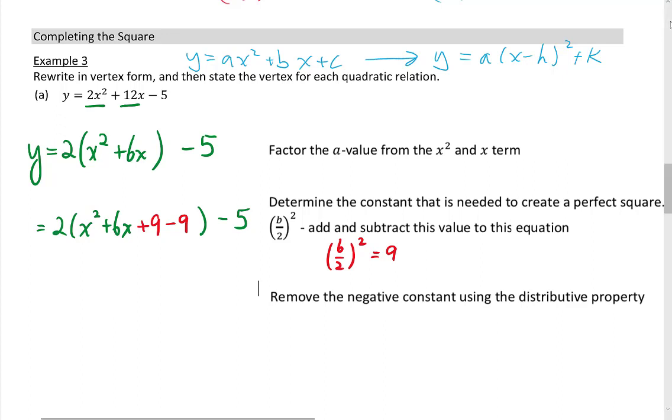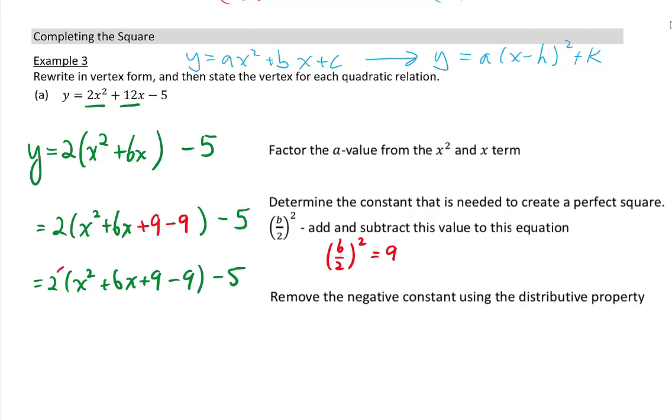So step 3 is to remove the negative constant using the distributive property. So we have 2 times (x squared plus 6x plus the 9) minus the 9, minus 5. We are going to distribute or kick out the negative 9. We're not going to expand any other terms, just the negative constant. And if we do that, we get 2(x squared plus 6x plus 9) minus 5. And 2 times negative 9 is negative 18.